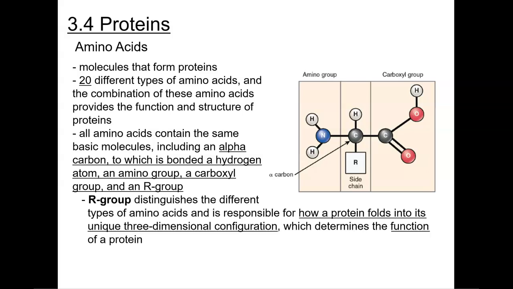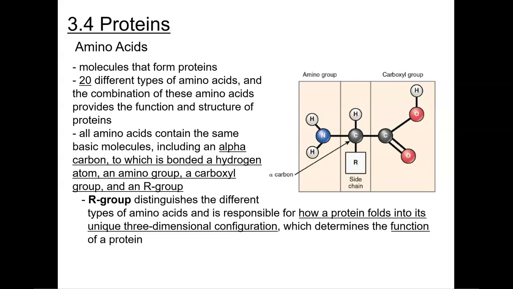That includes an alpha carbon, to which is bonded a hydrogen atom, an amino group, a carboxyl group, and an R group. Now, the R group is going to be important because that distinguishes the different types of amino acids. The other parts, the amino group and carboxyl group, remain the same. So the R group is going to change.